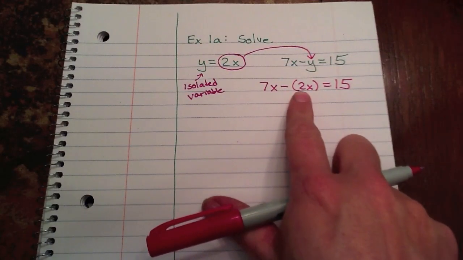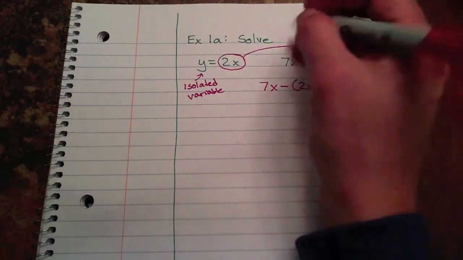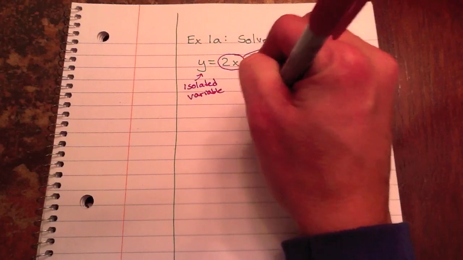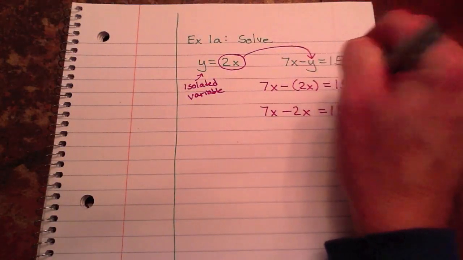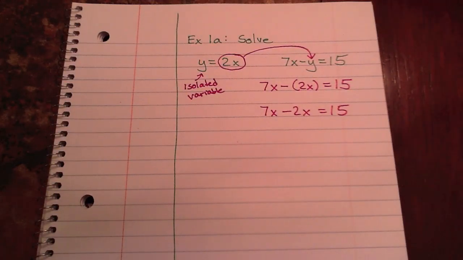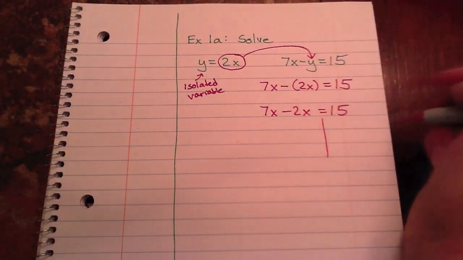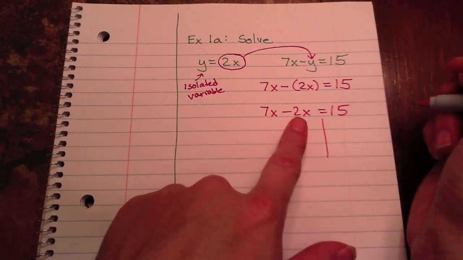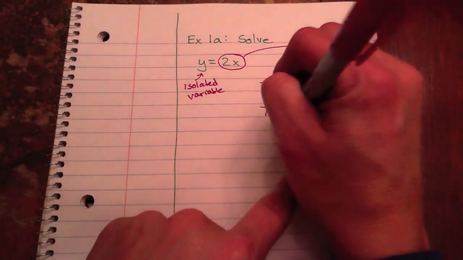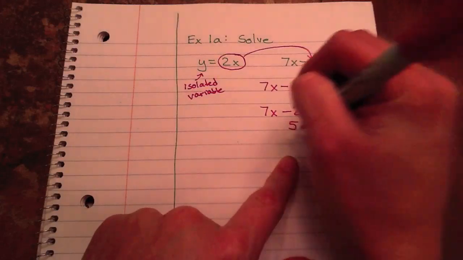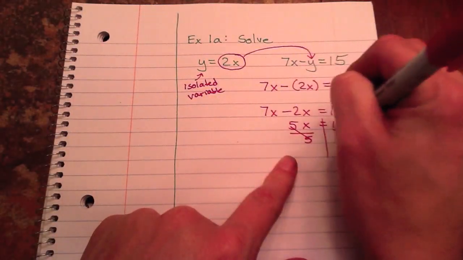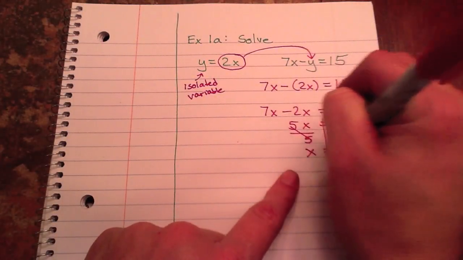We don't have anything we have to worry about distributing, so we can go ahead and rewrite the equation and solve for x. So we have 7x subtracting 2x equals 15. This is on the same side, so we're just going to combine it. And we have 5x equals 15. Solve for x, so we're dividing both sides by 5, and x equals 3.